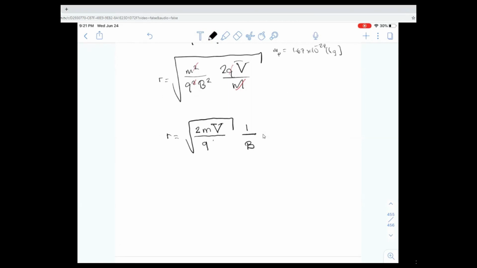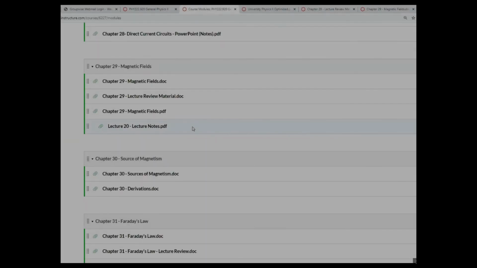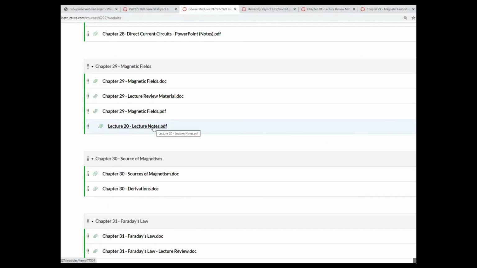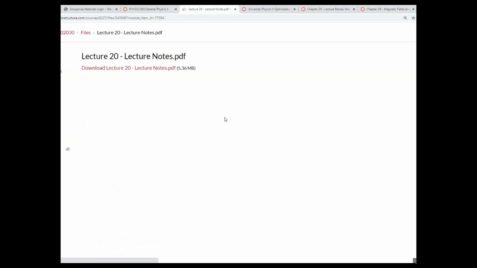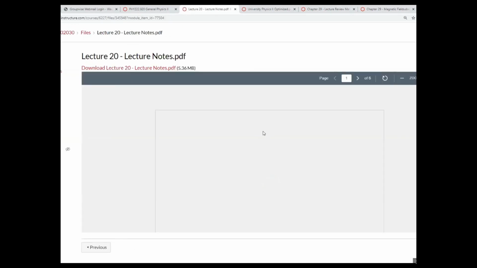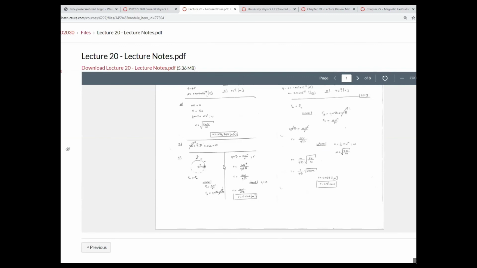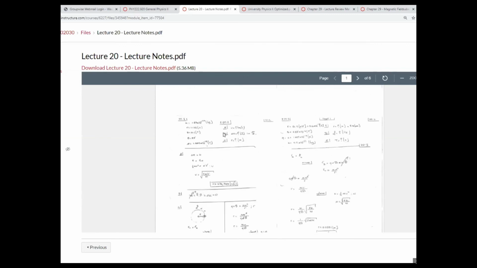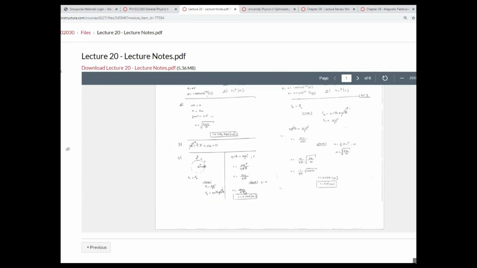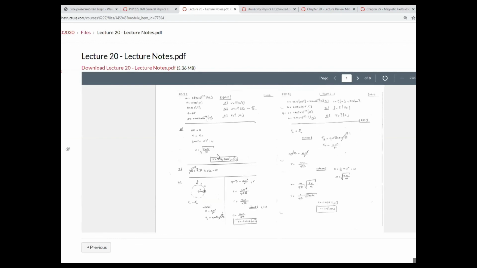Now we got a clean equation. Let's check the lecture 20 materials, which should have that solution. Problem number 2 is the one that we just did. I ended up doing everything in one single step. If you break it down into 3 steps, this is what you end up getting. The solution is 0.0066 meters.